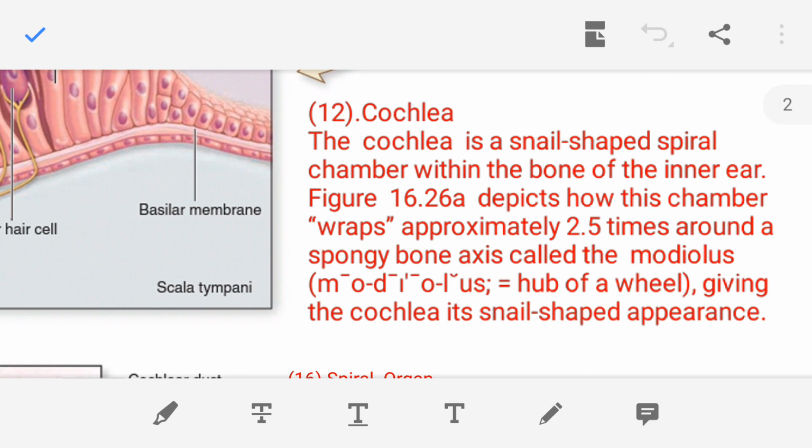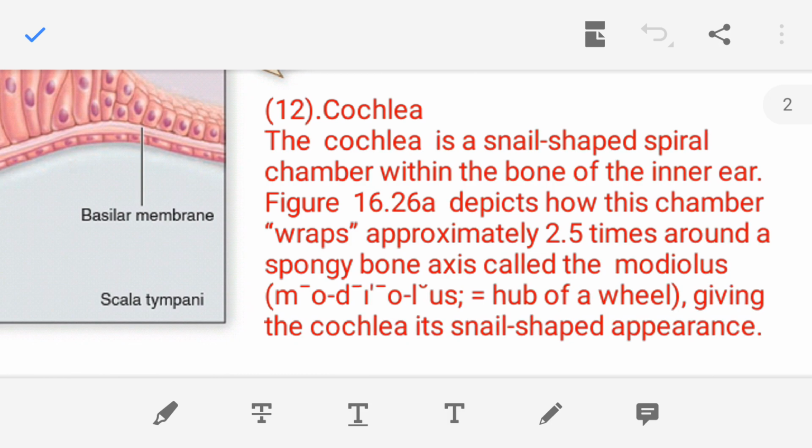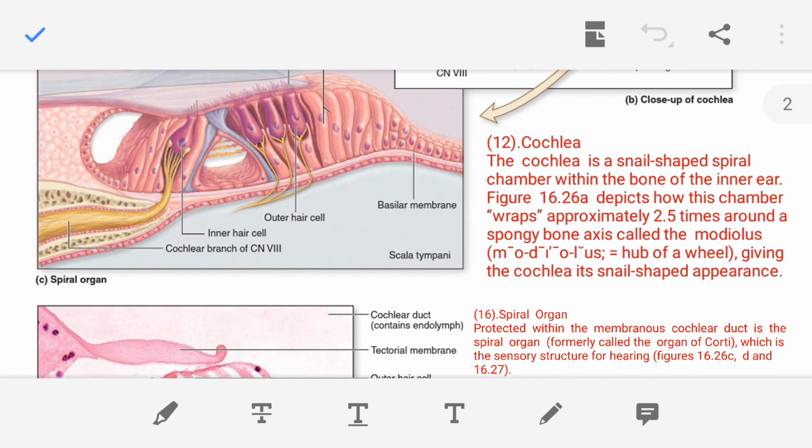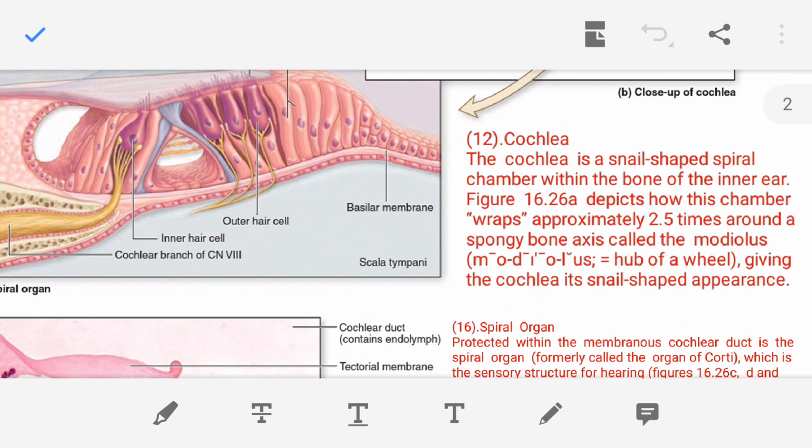So in this point we have discussed the modiolus. The modiolus is a spongy bone axis, and around this modiolus the cochlear chamber wraps approximately 2.5 times. Due to this wrapping, the cochlea looks snail-shaped. So this is the 12th point. Now point number 13.